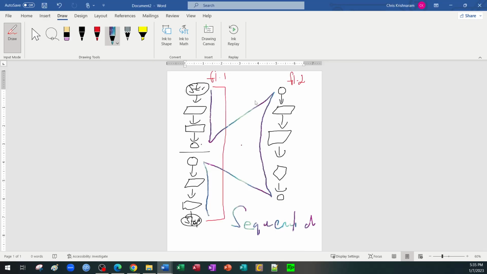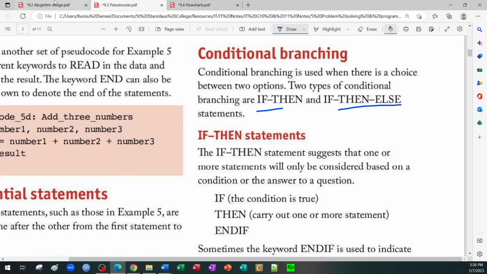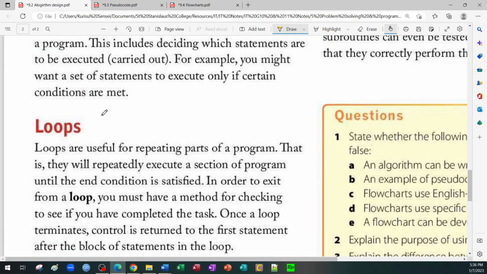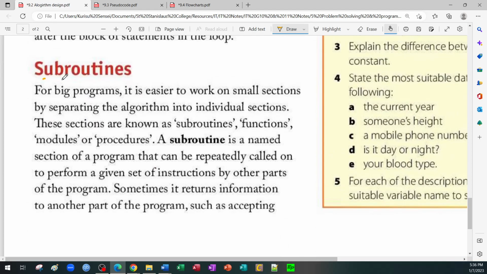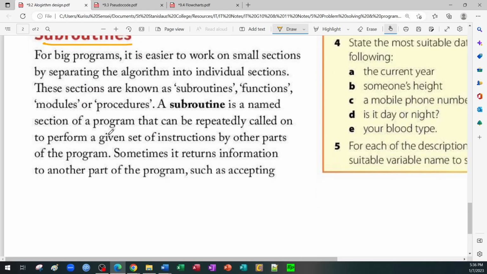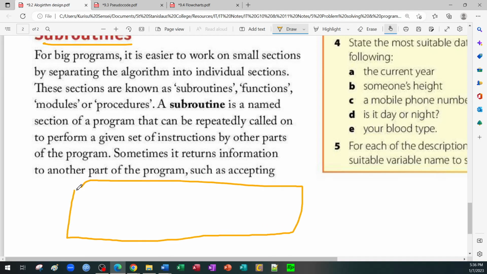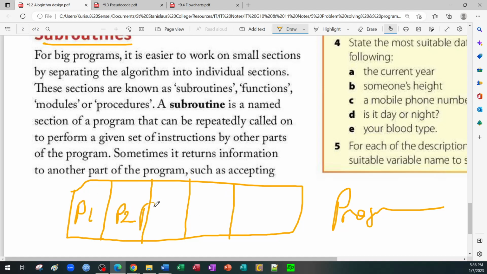But this here, this is when we were covering chapter 9.2, we were learning about subroutines. And if you guys can remember, subroutines basically means you can take a large program. So this is a program. You take a large program and you break it up into chunks. You break it up into procedures, into modules, different parts. So this is part 1, part 2, part 3, and so on.